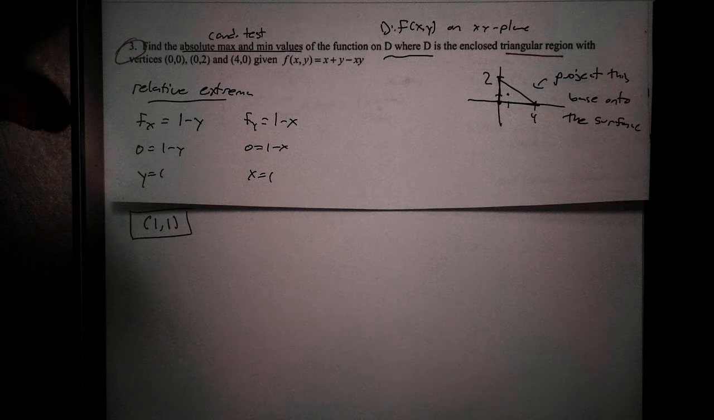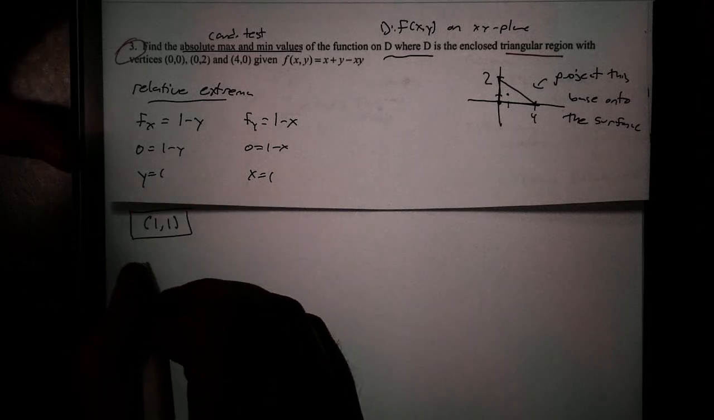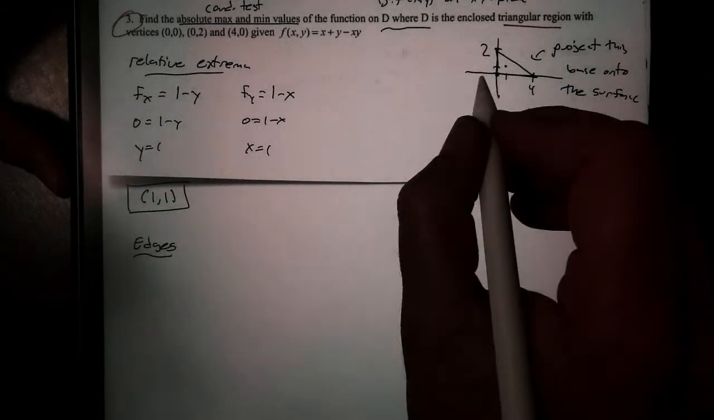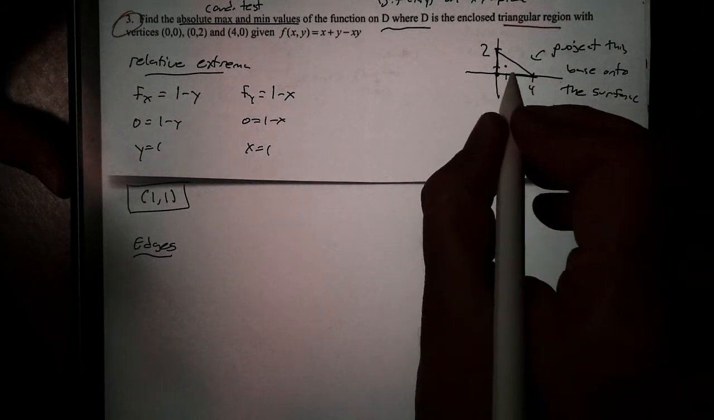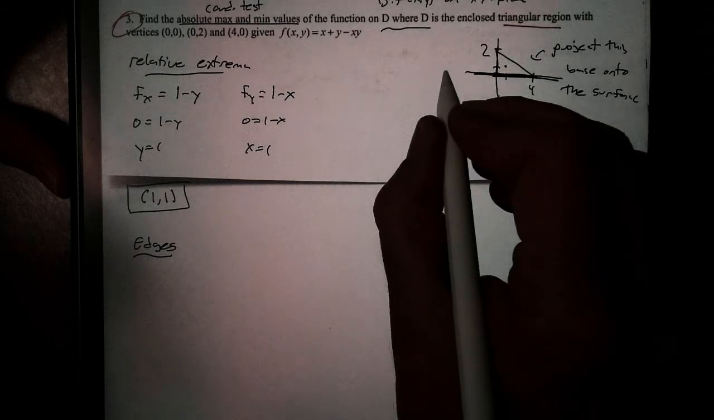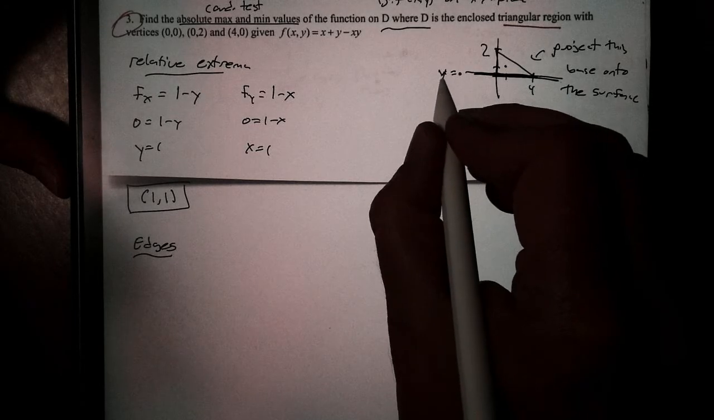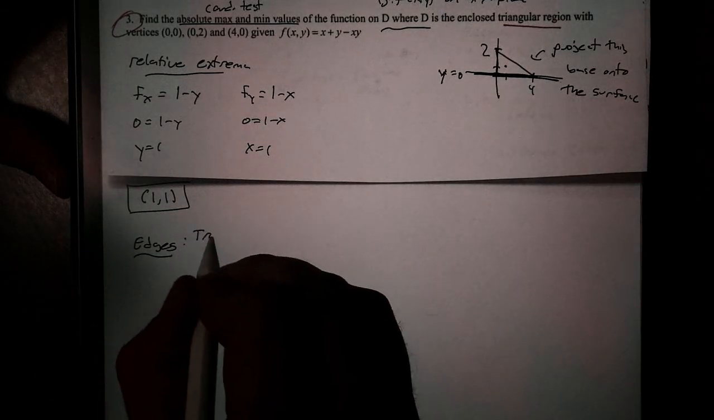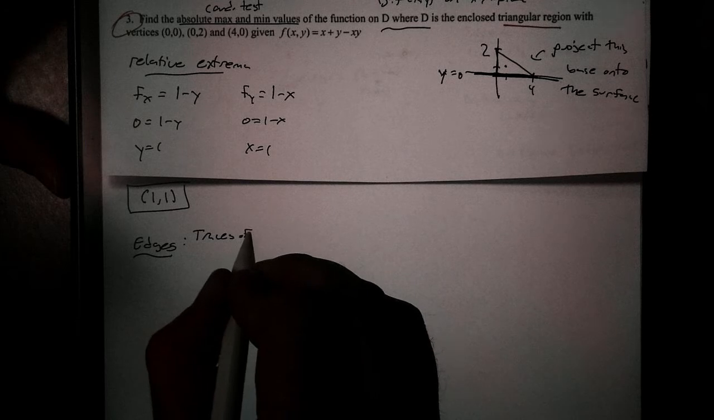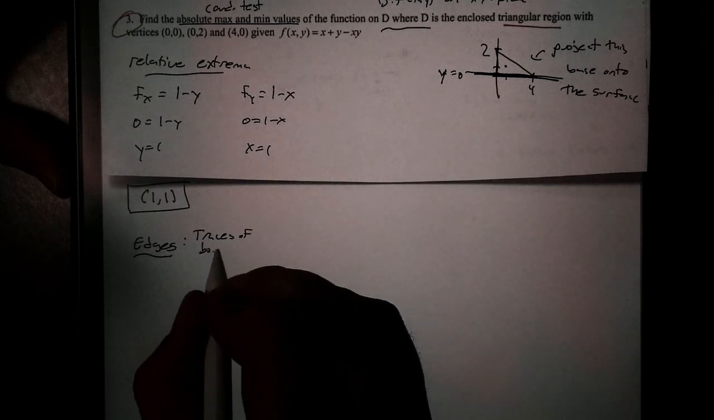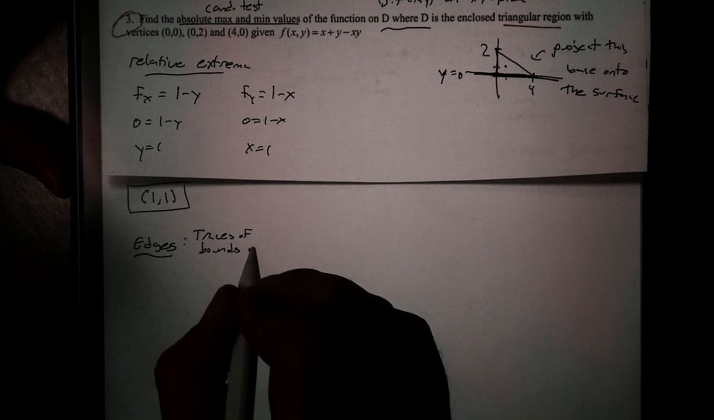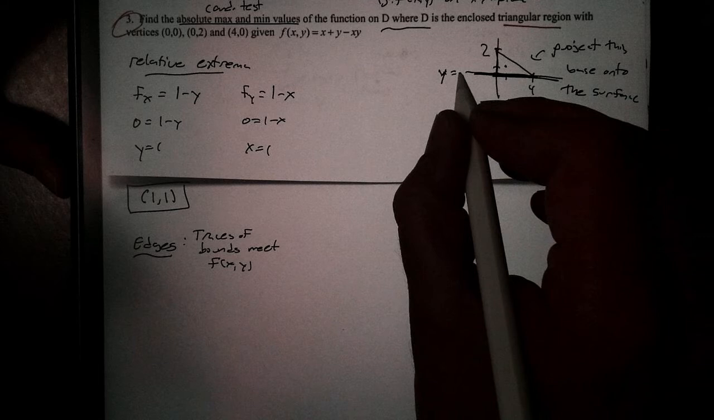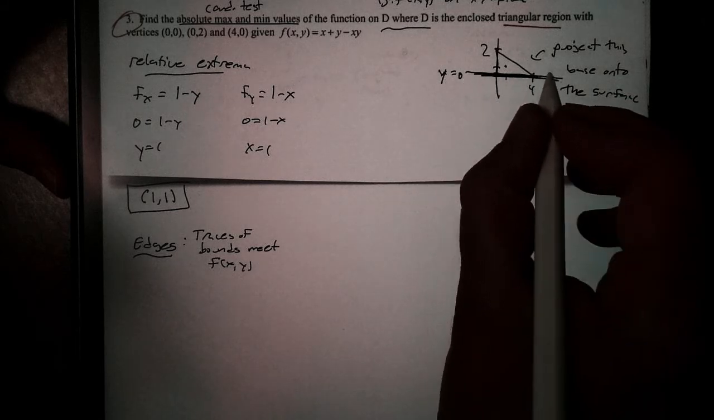So next we have to check the edges. And this is where it gets a little bit different than what we saw yesterday. To check the edges, I have to look at these lines. Now, of course, my one line over here is just y equals 0. So my first edge would be y equals 0. Remember, these are the traces of the bounds in the function, where those bounds meet the function. So my first bound is going to be the line y equals 0. It's the bottom of the triangle.